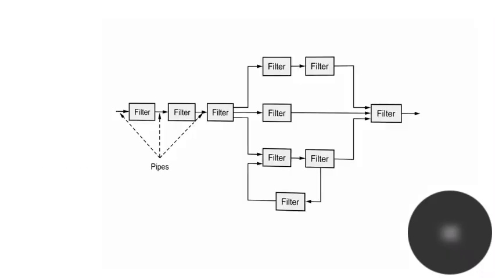See here, this is the diagram for pipe and filter architecture. Here input data enters the first filter. Each filter processes the data and passes the result to the next filter through the pipe. Here final output comes from the last filter.